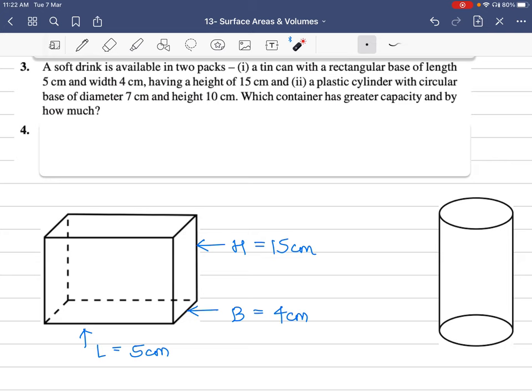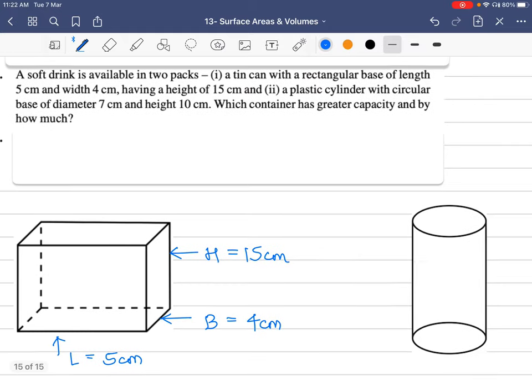So this is the first pack, and the second pack is a plastic cylinder. So this is a plastic cylinder with circular base of diameter 7 centimeter and height 10 centimeter. So base is 7 centimeter. So let's come here a bit. Okay, so base is 7 centimeter. So I'm just going to draw. It's a base diameter. Okay, not a radius.